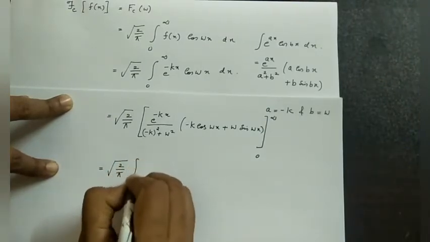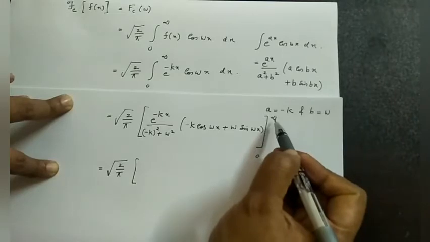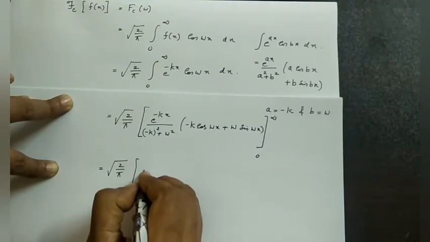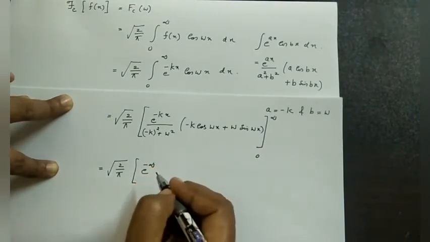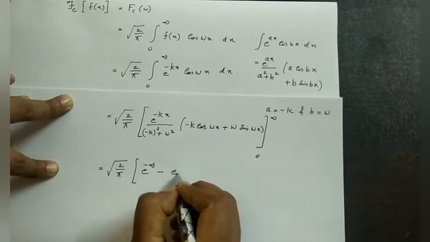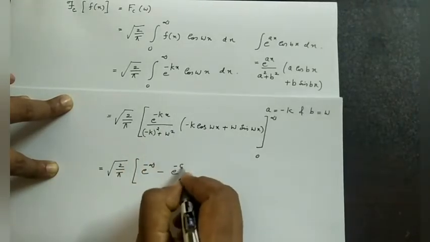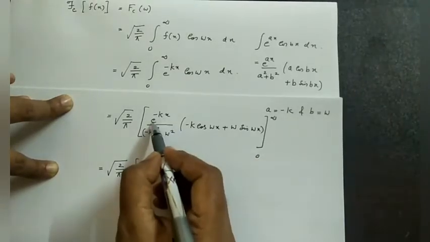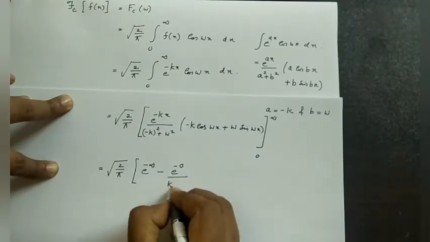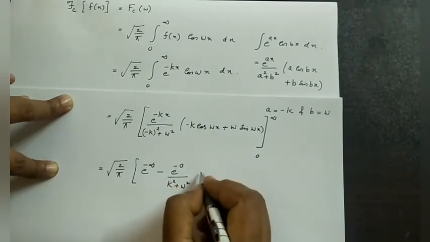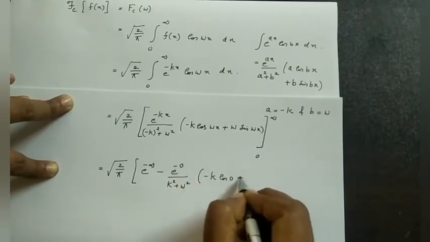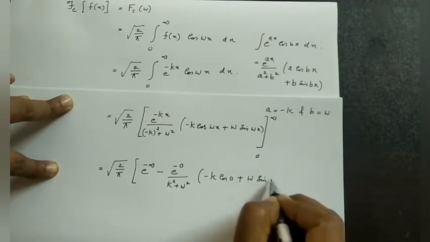Now applying the limits. First the upper limit of x. Then we get e raised to minus k into infinity, that is e raised to minus infinity. Then minus the lower limit. The lower limit is e raised to minus 0. In the place of x we have 0. Therefore e raised to minus k into 0 divided by k square plus omega square. Then again minus k into cos 0 plus omega into sin 0.